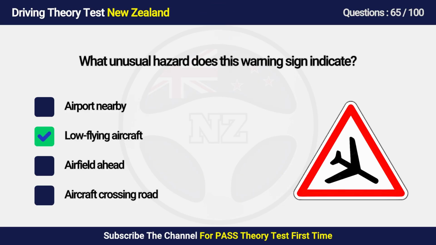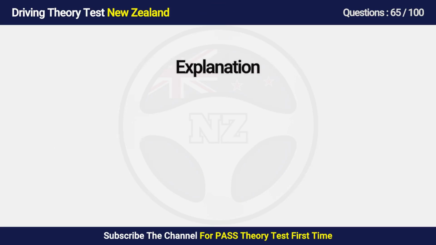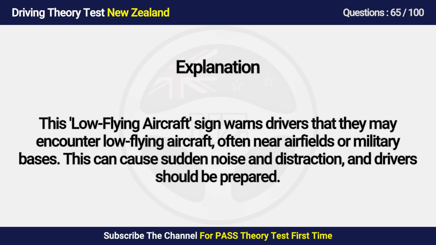Answer is B. Low-flying aircraft. This low-flying aircraft sign warns drivers that they may encounter low-flying aircraft, often near airfields or military bases. This can cause sudden noise and distraction, and drivers should be prepared.